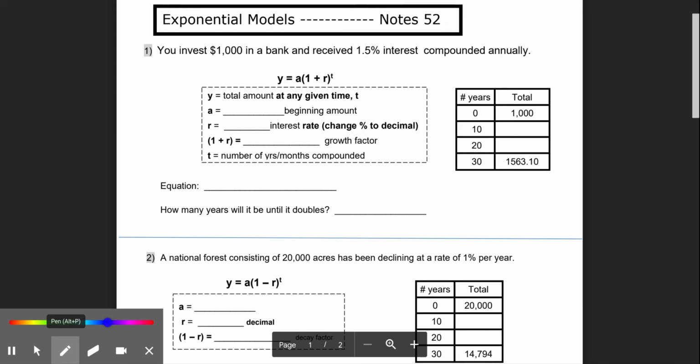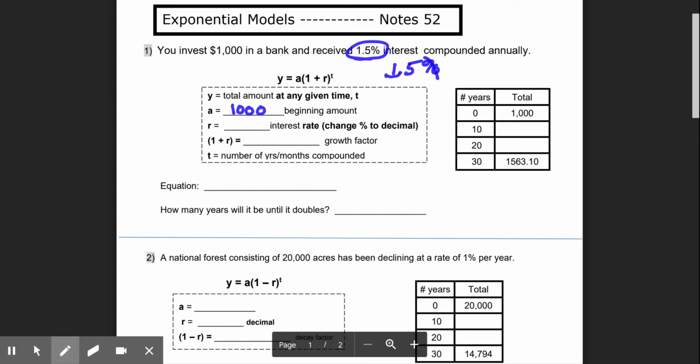So y is equal to the total amount at any given time t, where a, which in this situation is the beginning amount of $1,000. R is the interest rate. You need to make sure that you change the interest rate from percents to decimals. So remember up here, if you have 1.5%, when you drop the percent sign, you move the decimal 2 places to the left because percent means per 100.